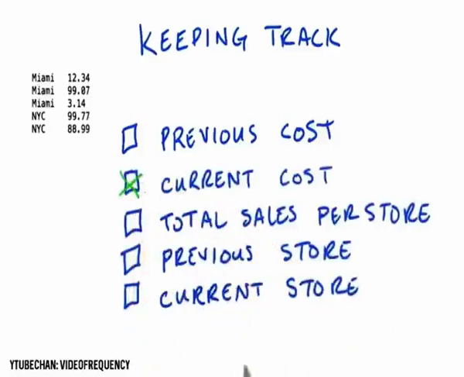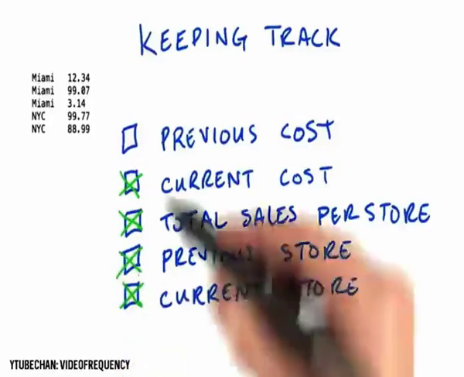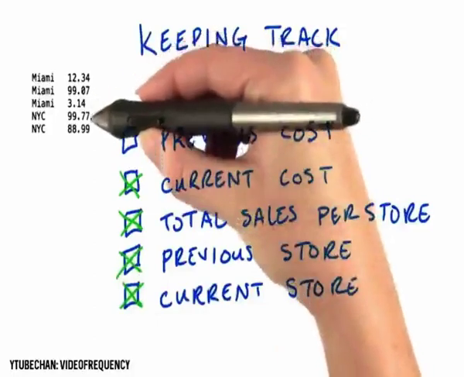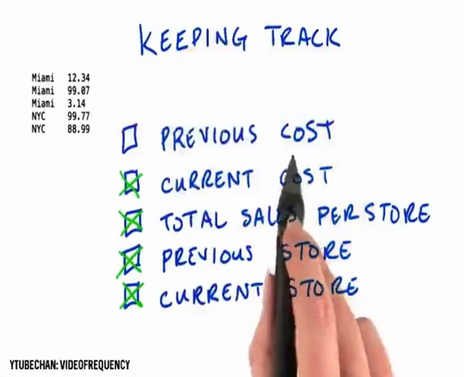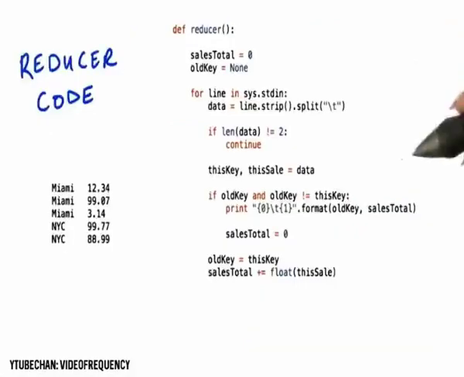We need to know current cost, so we'll read that in. We're also keeping track of the total sales. That will require a variable. We need to store both the current store and the previous store we've seen so that we can tell when we're changing keys. In other words, when we go from the Miami line to the New York City line. However, the cost of the previous line is not useful. So here's the reducer code.